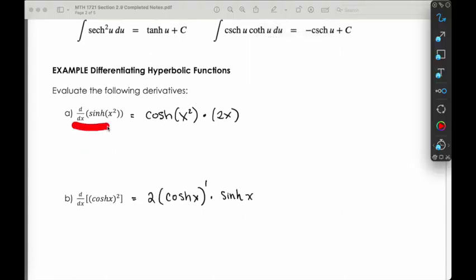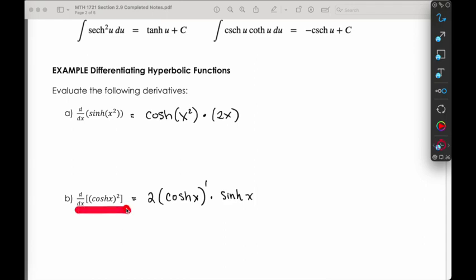Here it says, find the derivative of hyperbolic sine of x squared. Well, we're going to use the chain rule with hyperbolic functions. The derivative of hyperbolic sine is hyperbolic cosine. So I'm going to have hyperbolic cosine with this x squared, but using the chain rule, I have to multiply it by the derivative of what's inside, which would be 2x.